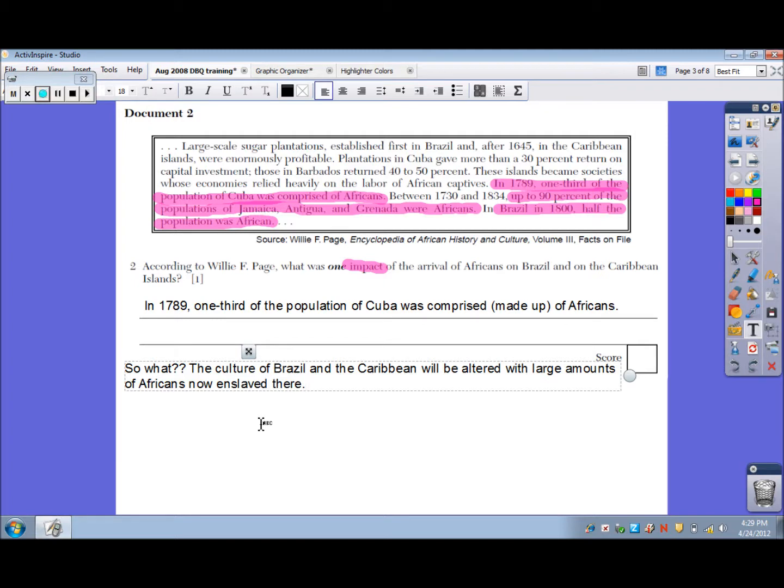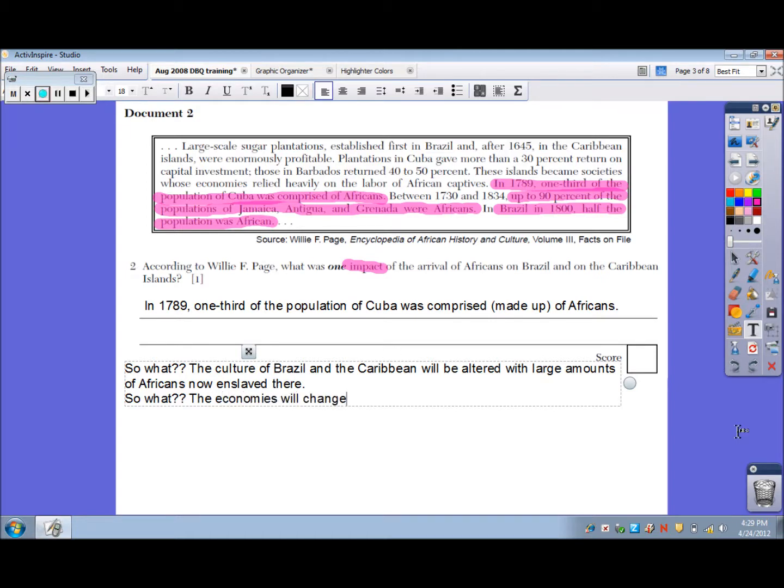Okay, think about other things other than culture. Will anything else change now that you have a huge proportion of slaves living somewhere else? Obviously, what else might change? If you write down "so what," something else that might change, so what? The economies will change.